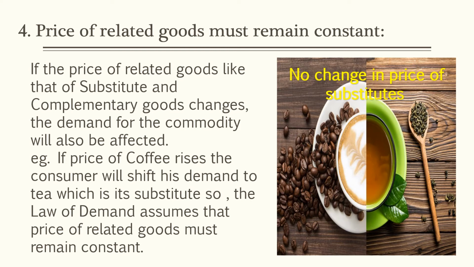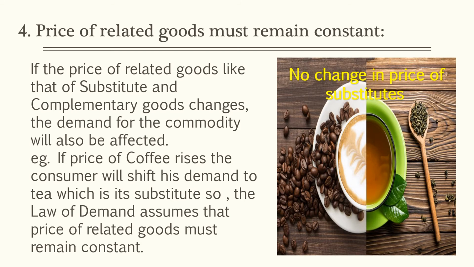The fourth assumption of the law of demand is price of related goods must remain constant. If price of related goods, like that of substitute and complementary goods, changes, the demand for the commodity will also be affected. Example, if price of coffee rises, the consumer will shift his demand to tea, which is its substitute. So, the law of demand assumes that the price of related goods must remain constant. If the price of related goods changes, then the demand for the good we are talking about may not go according to the law of demand.